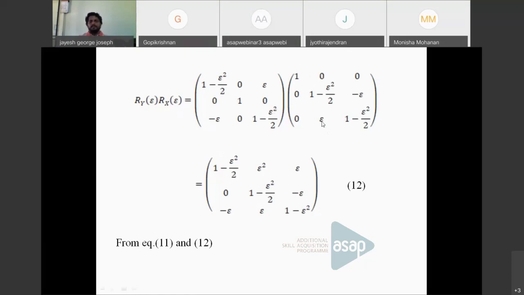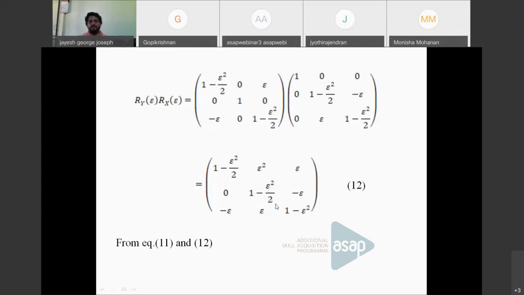Here epsilon and epsilon give epsilon square. Then the last element is from multiplying this row and this column: first 0, then 0, and then epsilon minus epsilon cubed by 2. We eliminate the cube, therefore that is epsilon. Similarly, the second row elements are 0, 1 minus epsilon square by 2, minus epsilon. The last row is minus epsilon, epsilon, and 1 minus epsilon square. And this is the matrix Ry into Rx.